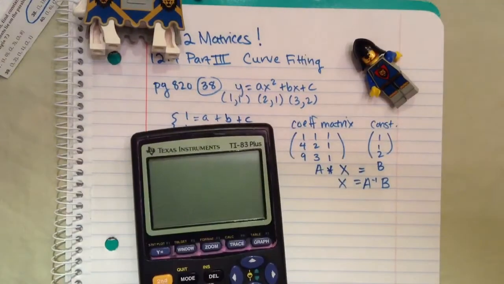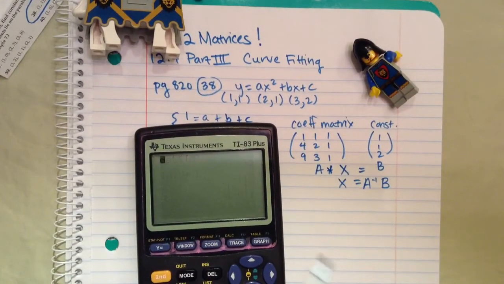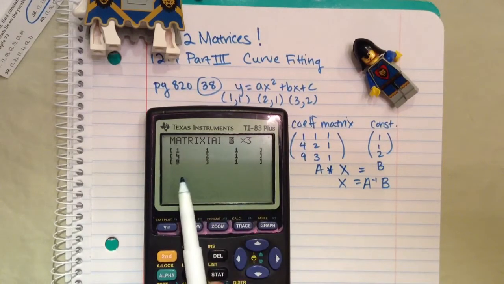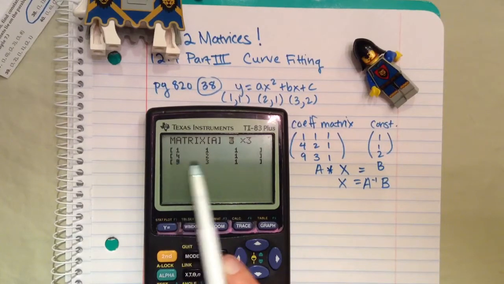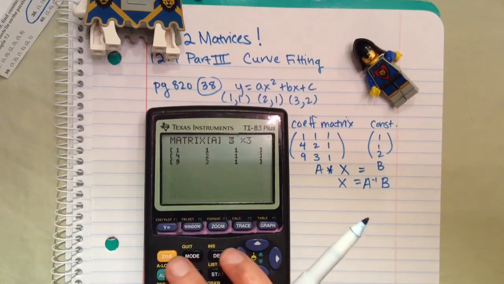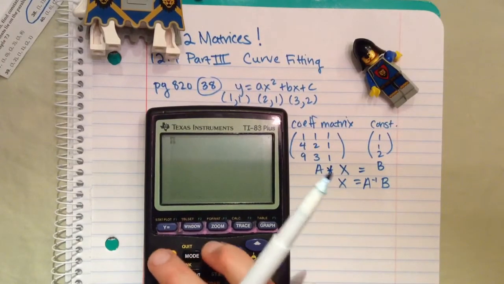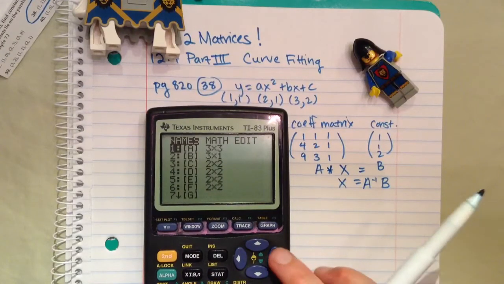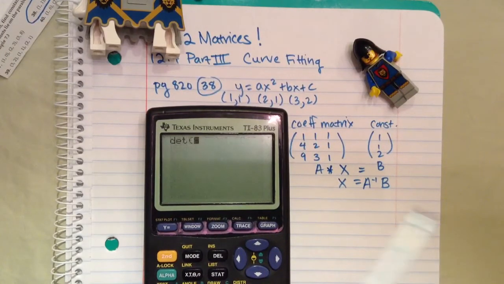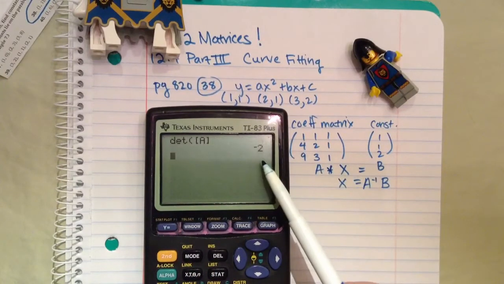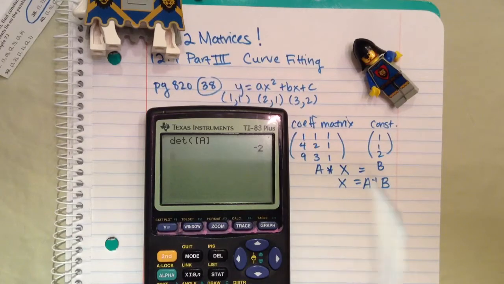Alright, so now we're going to get our calculator, and we're going to go into the matrix menu, and we're going to edit matrix A, and it looks like I already put in the coefficients matrix, which is 1, 1, 1, 4, 2, 1, 9, 3, 1. First thing we want to do is probably check that that matrix has an inverse, and remember we do that by checking the determinant. So we'll do the determinant of A, and that gives us -2. Remember, we don't want that to be 0.